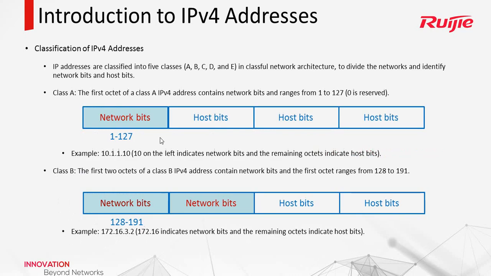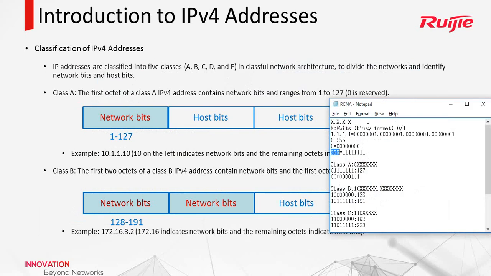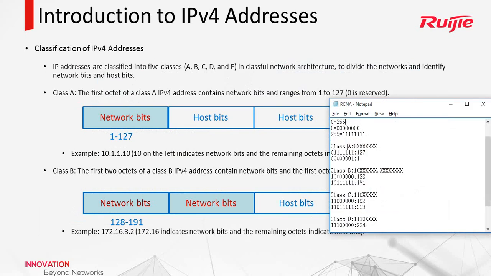And for IP addresses, there are 5 classes: class A, B, C, D, and E. Class A has this format. The first octet of class A ranges from 1 to 127. Be careful, 0 is reserved. Class A follows this format: 0xxxxxxx, where x means it can be 0 or 1.